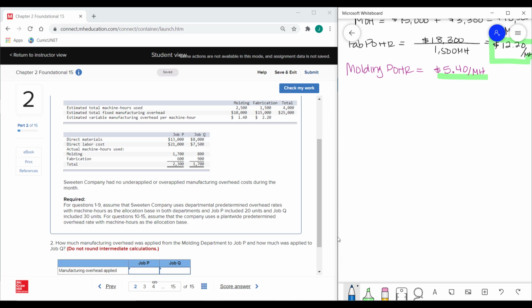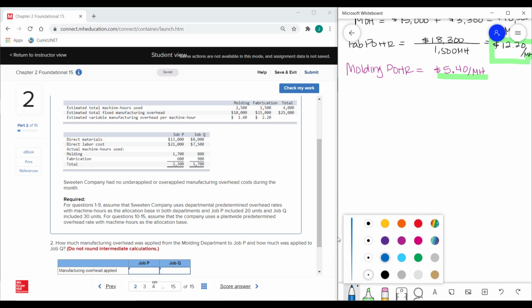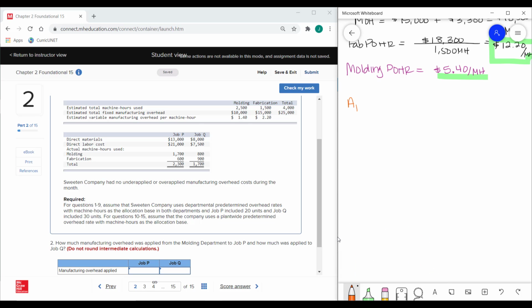So since the overhead comes from two departments, molding and fabrication, we're first figuring out how much of the molding department's manufacturing overhead to assign to job P and job Q. So we'll start with job P. Okay, and actually before I start with job P, let's write out how to apply overhead to a job. So I'll do apply manufacturing overhead. What's the calculation for that again? Remember, you take your pour times the actual level of activity.